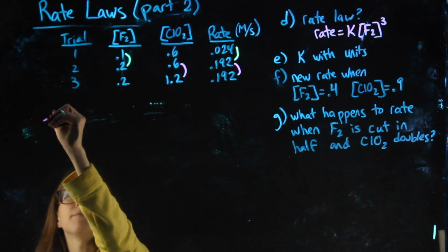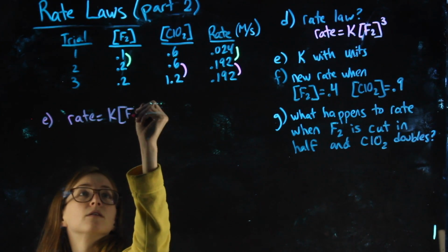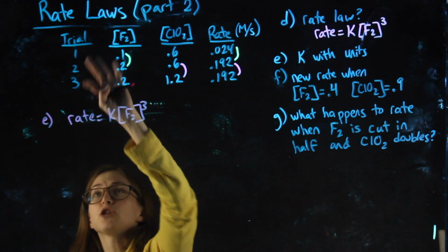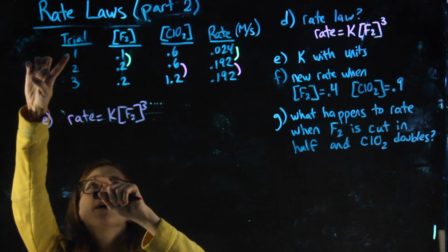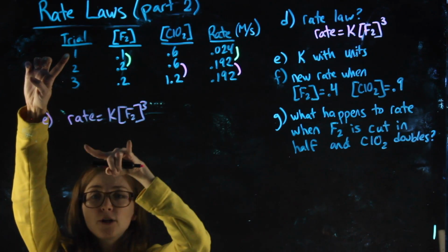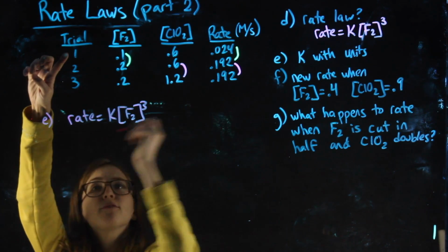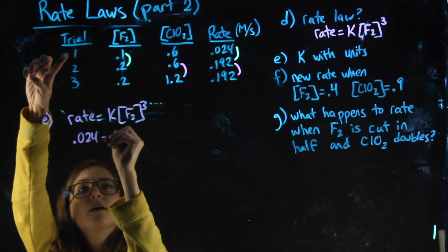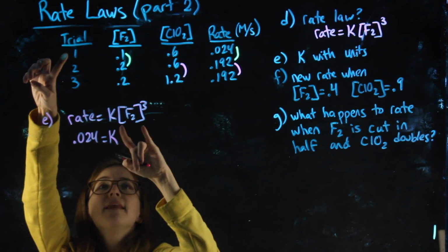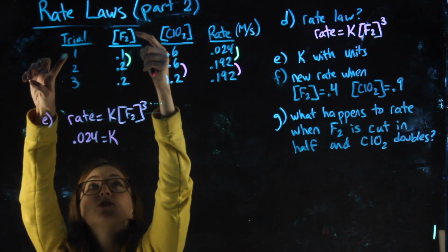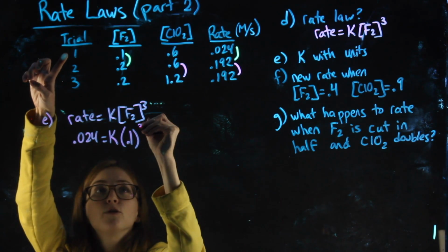So for part E, I'm going to start with the rate law that I found. And I'm going to take any trial, it doesn't matter which one, you will get the same answer. So I'll use trial 1, and I'm going to plug in any numbers I need, and I'll know I need it based on if my rate law says it. So I need to plug something in for rate. From trial 1, my rate is 0.024. I'm looking for k, so I don't have a value for it. And then in brackets [F2], so I want the concentration of F2 from that trial. And my rate law says I should cube it.